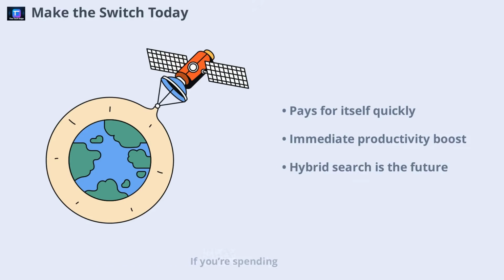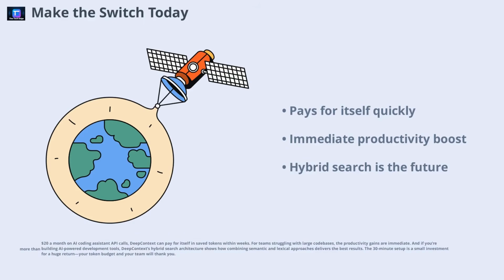If you're spending more than $20 a month on AI coding assistant API calls, DeepContext can pay for itself in saved tokens within weeks. For teams struggling with large codebases, the productivity gains are immediate. And if you're building AI-powered development tools, DeepContext's hybrid search architecture shows how combining semantic and lexical approaches delivers the best results. The 30-minute setup is a small investment for a huge return. Your token budget and your team will thank you.